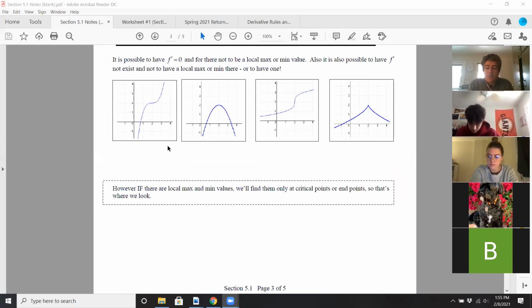So now let's look at this question. Is it possible to have f prime equals 0 and to not, I emphasize the word not, have a local max or a local min? Likewise, is it possible for f prime to not exist and also not have a local max or local min? Well, let's see what's happening here.